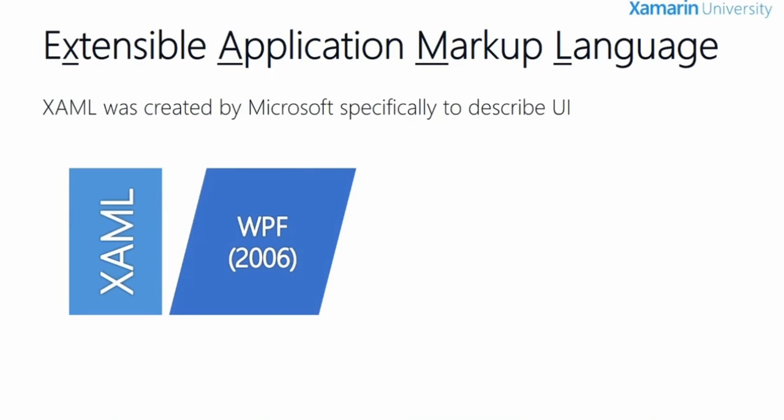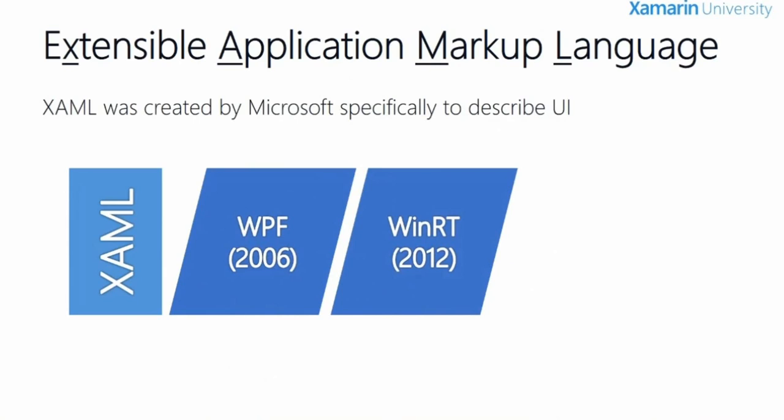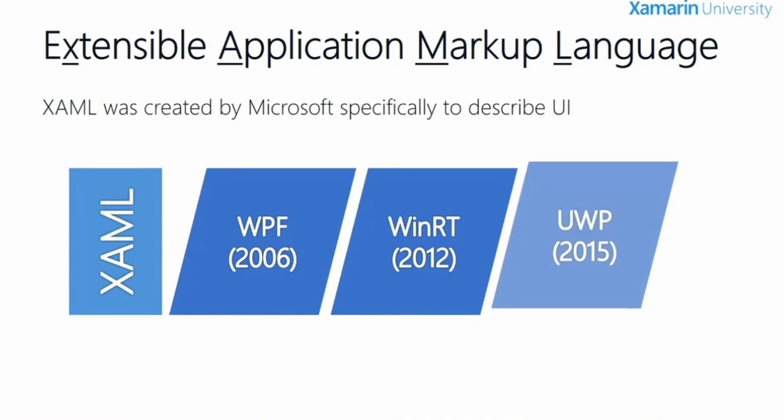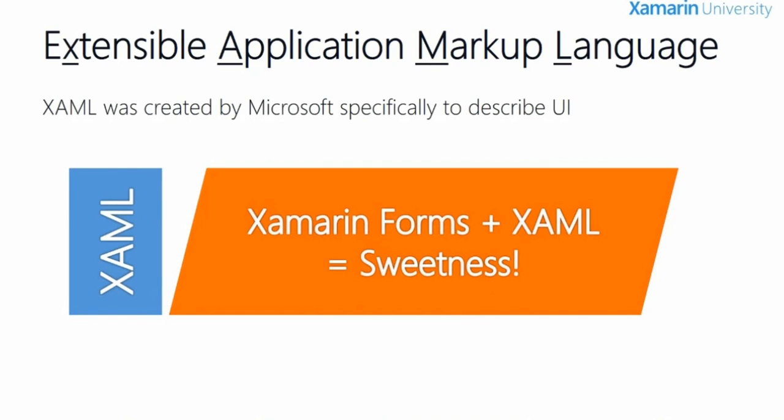So XAML was originally designed to work with WPF, and this was released in 2006 as part of .NET 3.0. It was then used for Silverlight, and now it's currently being used by WinRT applications. And then finally, it's also being used for UWP applications. And lucky for us, we can now use it with our Xamarin.Forms applications. So as you can see, XAML is used in a lot of different technologies. And because of that, it's very mature and very extensible.